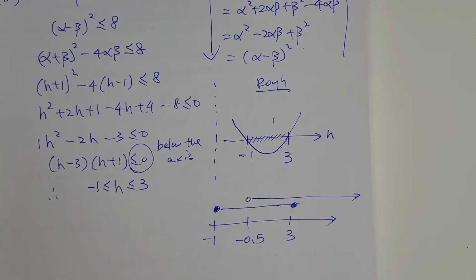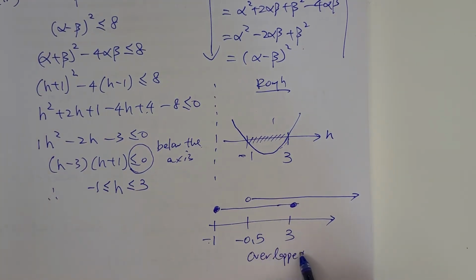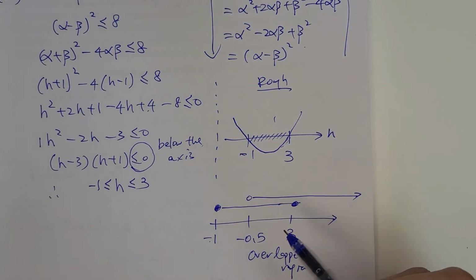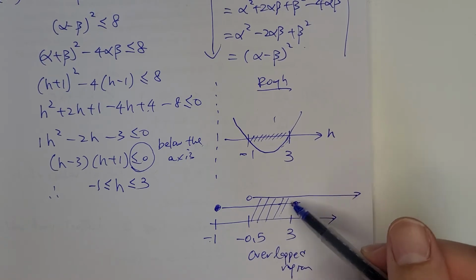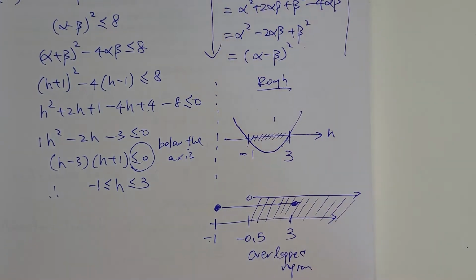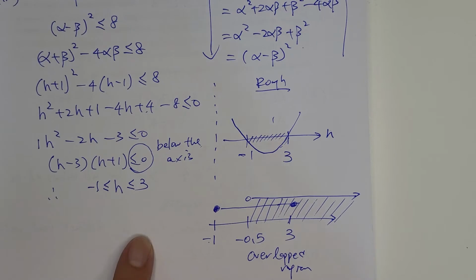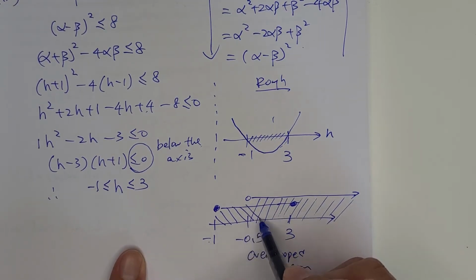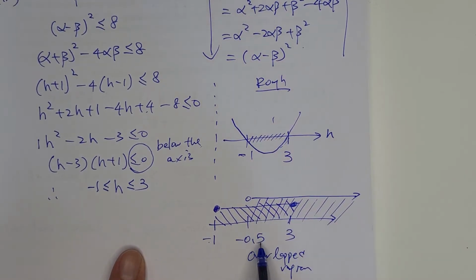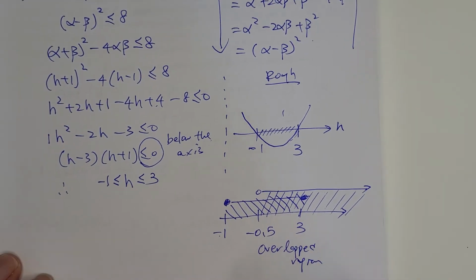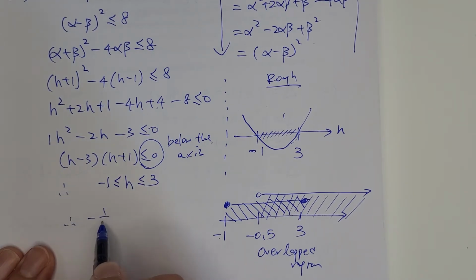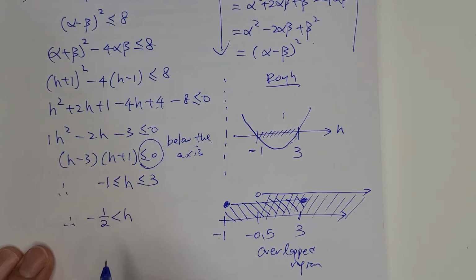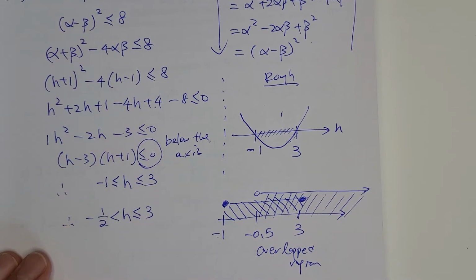So we will consider the overlap region. First one, h should be greater than -0.5. Second, h should lie between -1 to 3. So the overlap region is something in between -0.5 up to 3. And hence the final answer should be -1/2 less than h and then less than or equal to 3. That is your final answer.